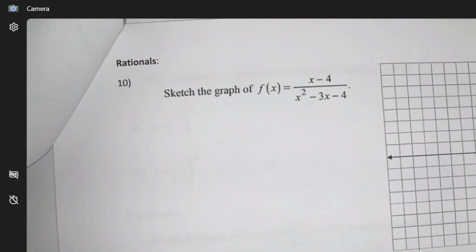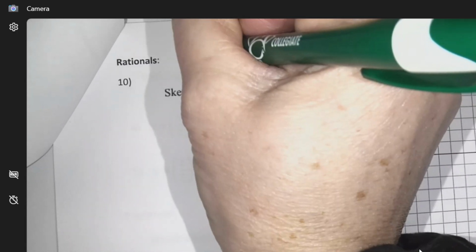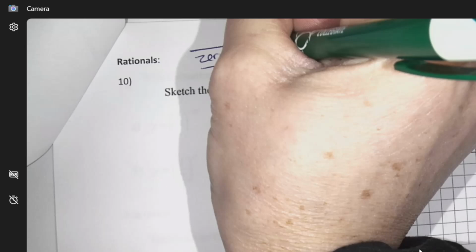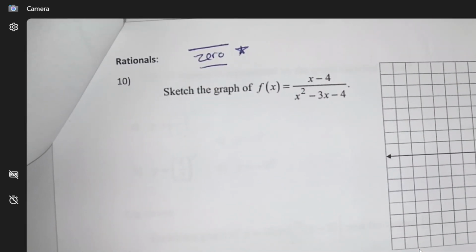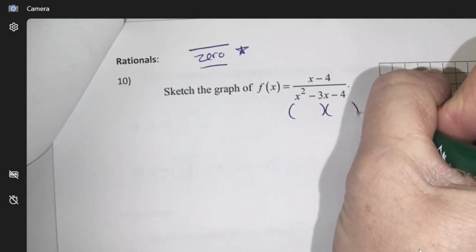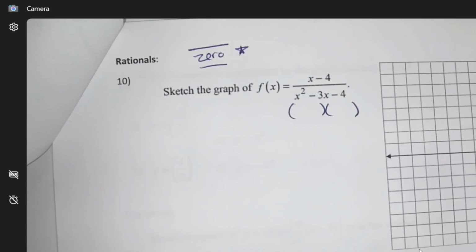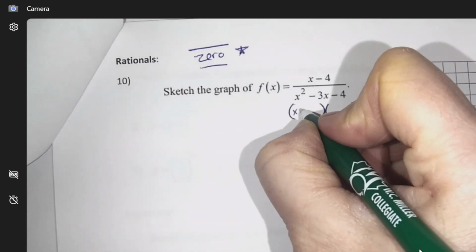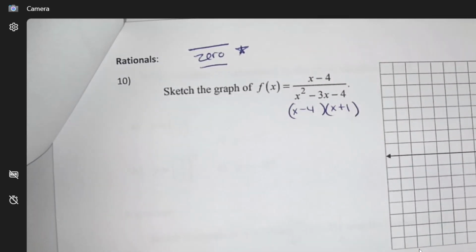Okay, rational means fractions. So how do I start? First and foremost, with fractions, this is always your number one thing you're analyzing: you don't ever want to divide by 0. Right? We don't like dividing by 0 when we work with fractions. So we're going to start by factoring the bottom. X minus 4, x plus 1.